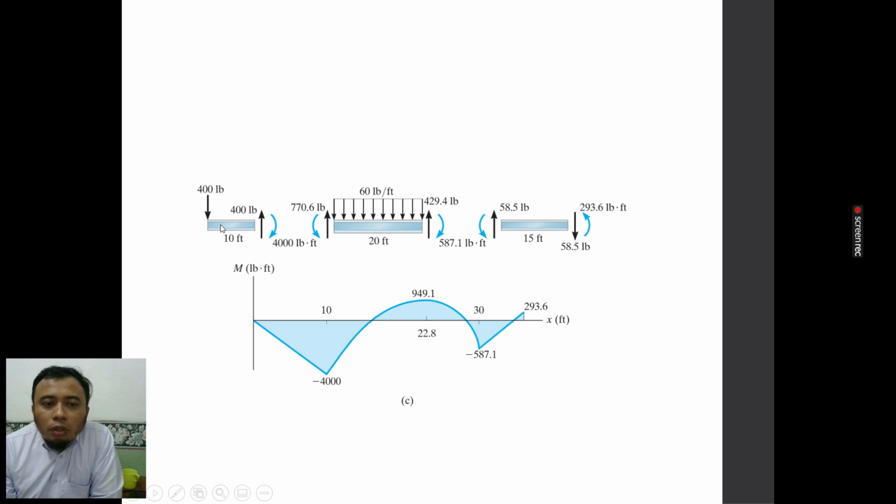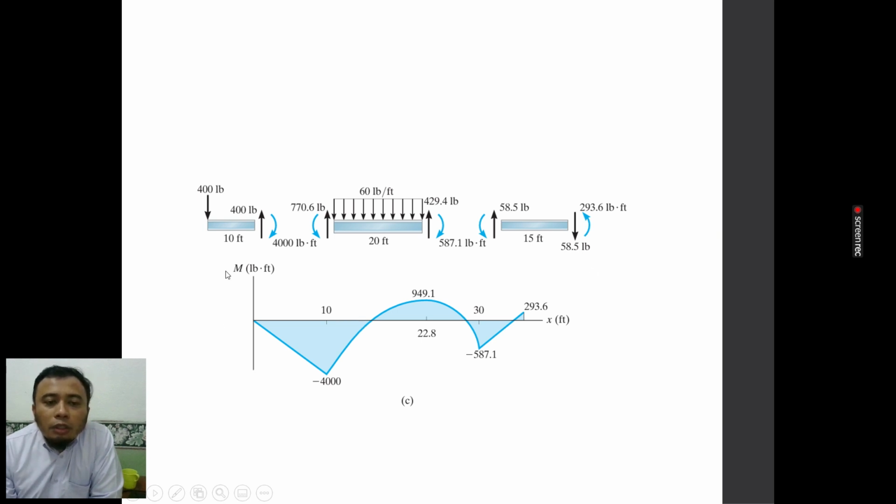So you can draw your shear force diagram. Basically, here 0. This here is negative 400, and then up 400, and then up again 770.6, and then reduce due to this distributed load triangle, and then going up again 409.4, and then up again for 58.5, and then down 58.5.